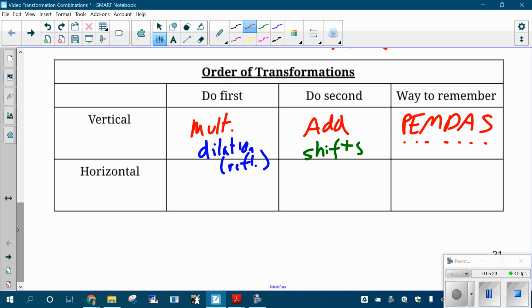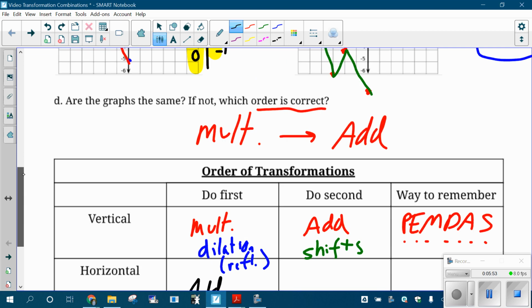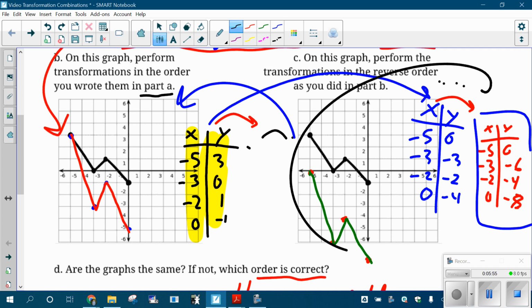Horizontal transformations. Horizontal transformations are backwards. They're weird. They do everything the opposite of what you think. And if you have that idea in your head that horizontal transformations are backwards, weird, the opposite of what you think, then that applies to this idea as well. They're so backwards crazy. What do you do first? You do the adding first. In other words, you do the shift first. You do it kind of like you did this one. Only if it's horizontal, you do it that way. You do the adding, the shift first.